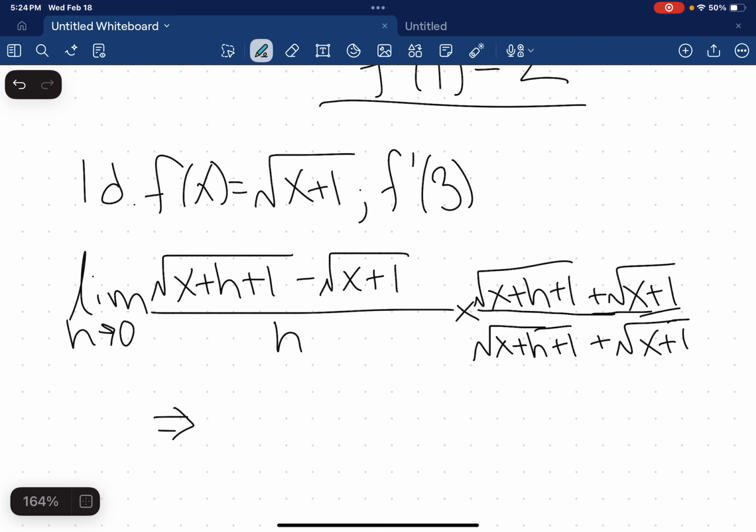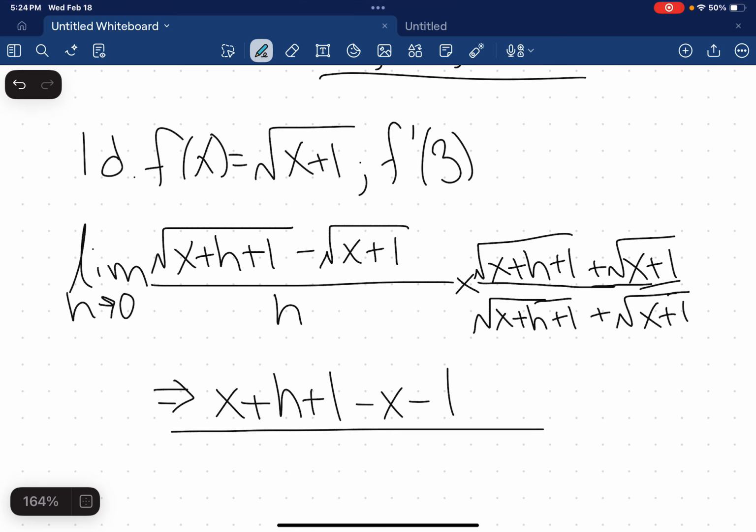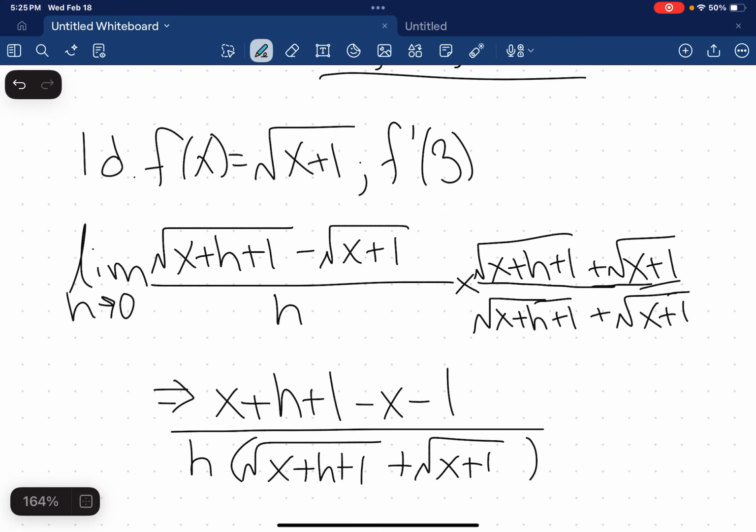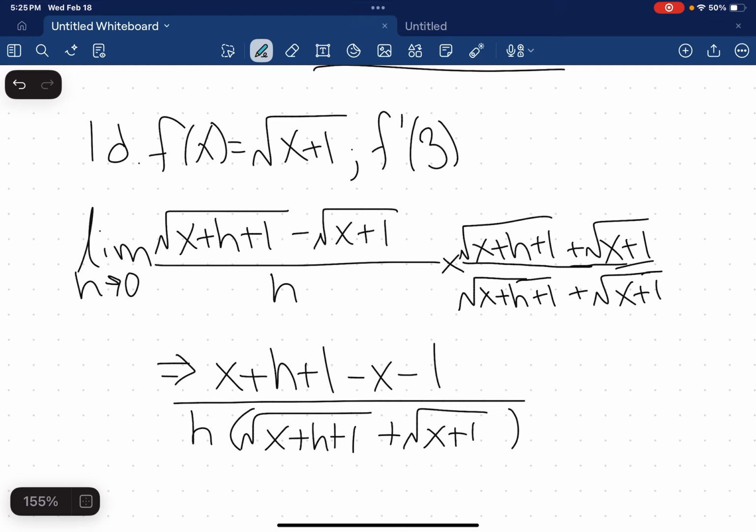Now remember how math works. This is just going to be equal to a squared minus b squared. In this case, a squared is the square root of x plus h plus 1, squared. So x plus h plus 1 minus b squared, which is going to be minus x minus 1. Right? Yep. Okay. And all of this is going to be divided by h times root x plus h plus 1 plus root x plus 1. Probably going to be some nerd in the comments talking about, can we add the roots together? I don't even know.